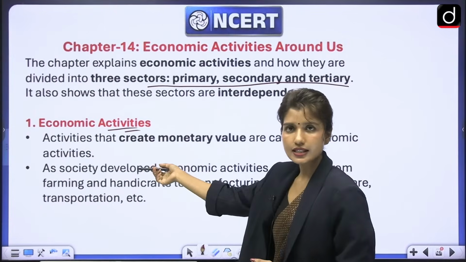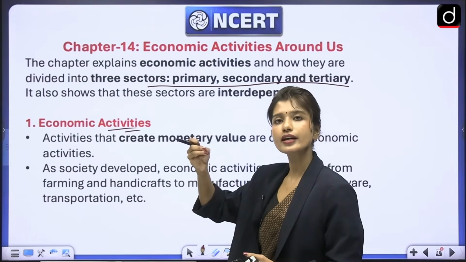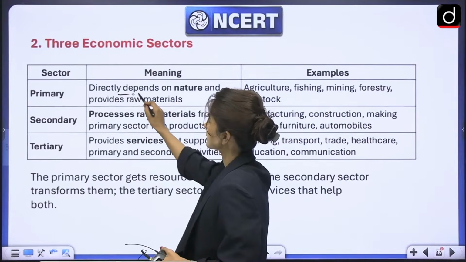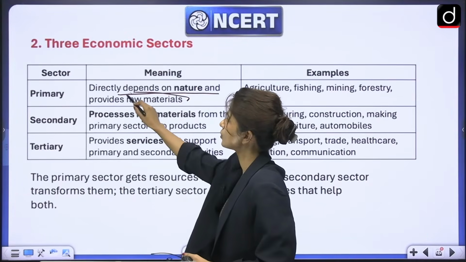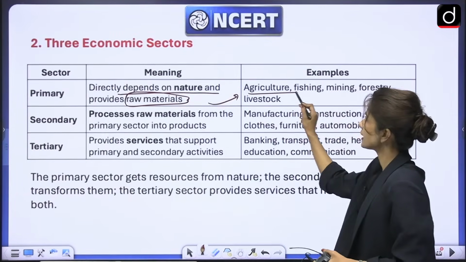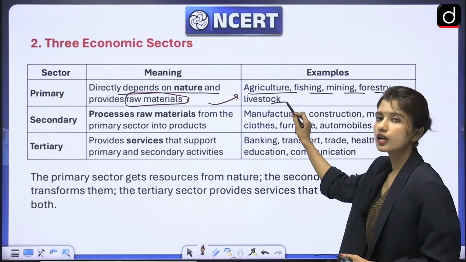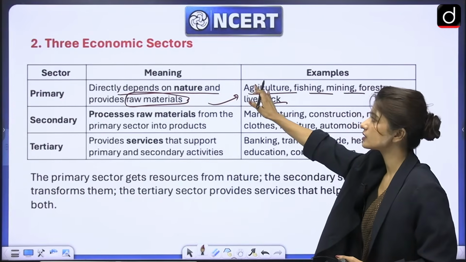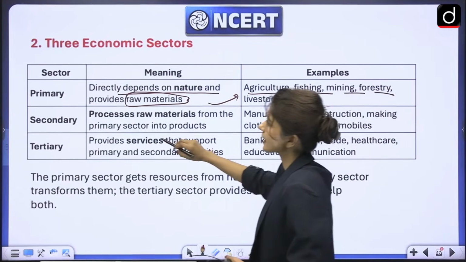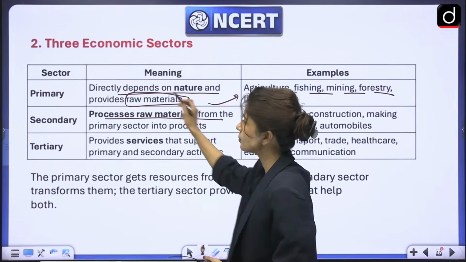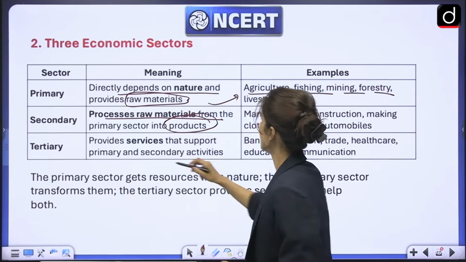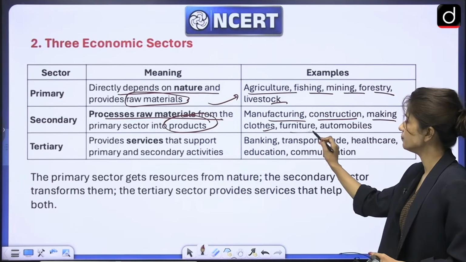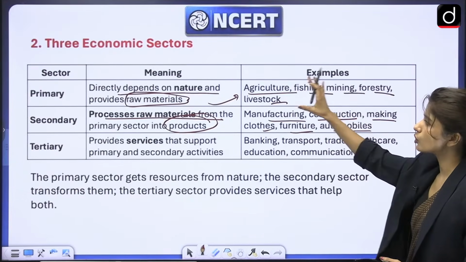Next is economic activities. We have already discussed economic activities are those activities which generate monetary value. Now, what are the three sectors? Primary sector is something that depends directly on nature. So it provides raw material. And here examples are agriculture, fishing, mining, forestry, livestock. All those things in which you get the raw material directly from nature are under primary sector. Second is secondary sector, where you process raw materials from the primary sector into final products. For example, the manufacturing sector, construction material, making clothes, furniture, automobiles, these are examples of secondary sector.